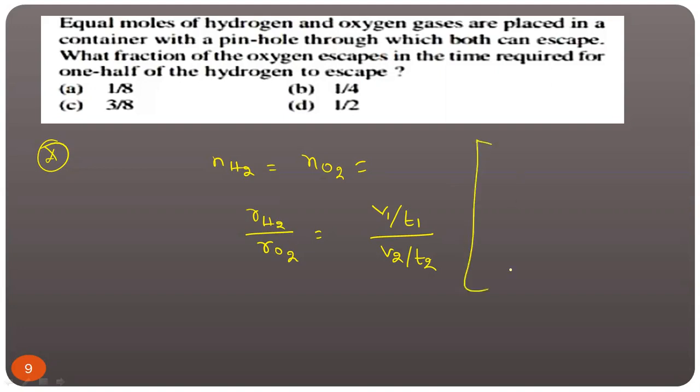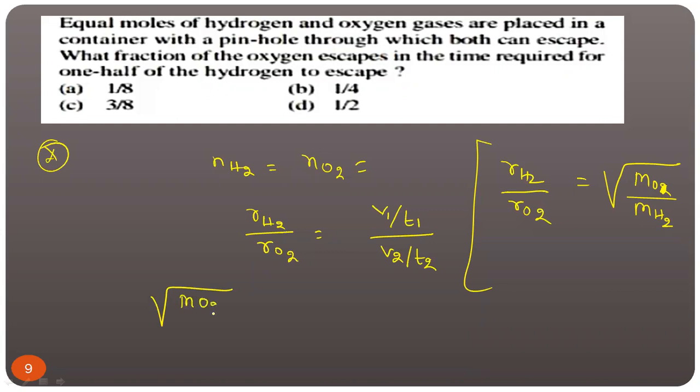Second, we know the rate of diffusion of hydrogen upon the rate of diffusion of oxygen is equal to the square root of molar mass of oxygen upon molar mass of hydrogen. Is it clear to you? Now, when we equate both equations, what are we getting? Molar mass of oxygen upon molar mass of hydrogen is equal to V1 upon T1 divided by V2 upon T2. Is it clear? Now you can easily equate them.